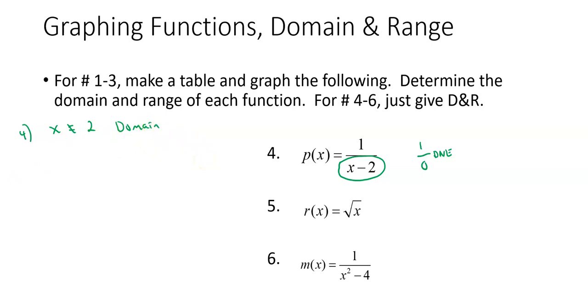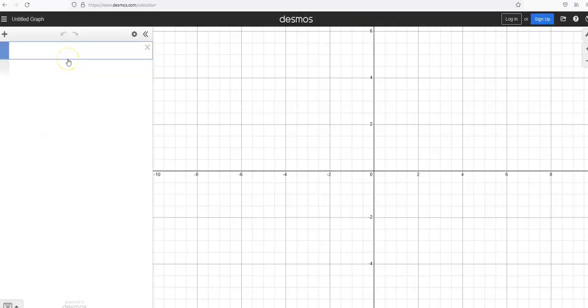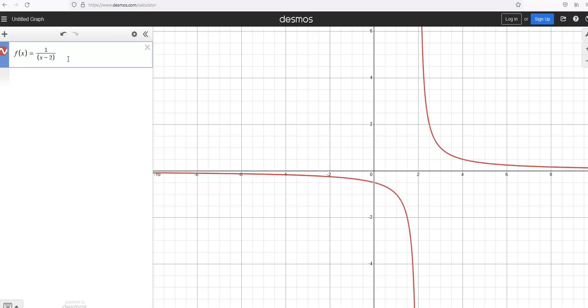For the range, if I start looking at possible outputs for y, I might want to graph this thing to give me an idea of what 1 over x minus 2 looks like. Eventually you'll have a more intuitive idea, but first time around, let's graph it and see what we get. So I type in f of x equals 1 over x minus 2. And just like we suspected, we can't put in 2 for x because it makes the function undefined.